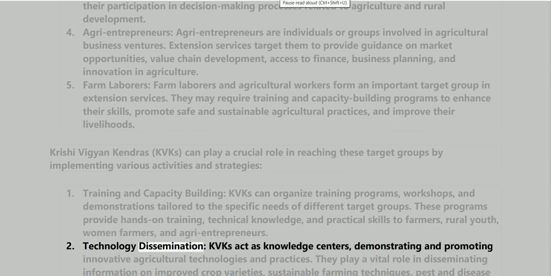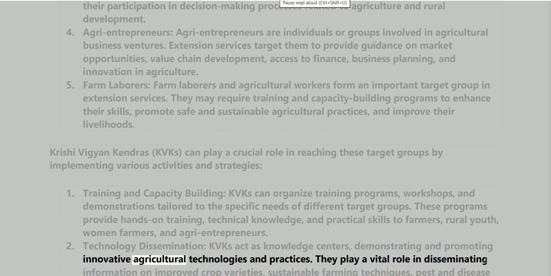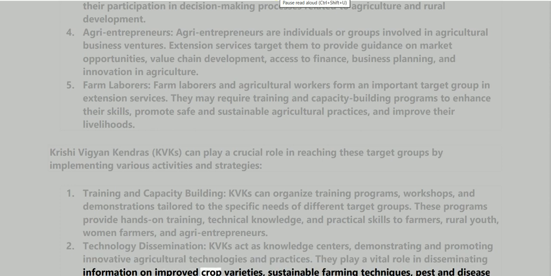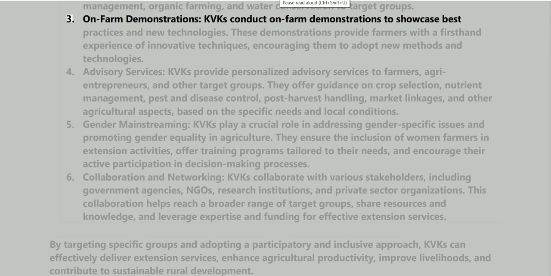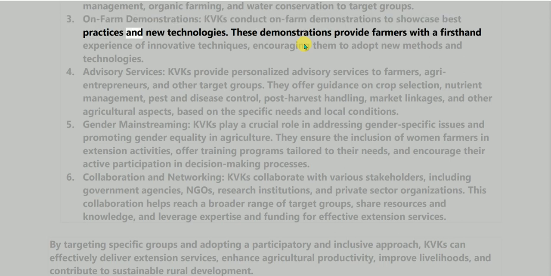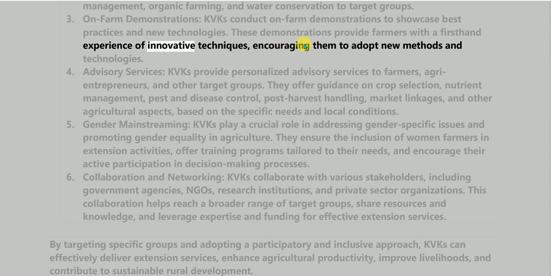2. Technology dissemination. KVKs act as knowledge centers, demonstrating and promoting innovative agricultural technologies and practices. They play a vital role in disseminating information on improved crop varieties, sustainable farming techniques, pest and disease management, organic farming, and water conservation to target groups. 3. On-farm demonstrations. KVKs conduct on-farm demonstrations to showcase best practices and new technologies. These demonstrations provide farmers with a first-hand experience of innovative techniques, encouraging them to adopt new methods and technologies.